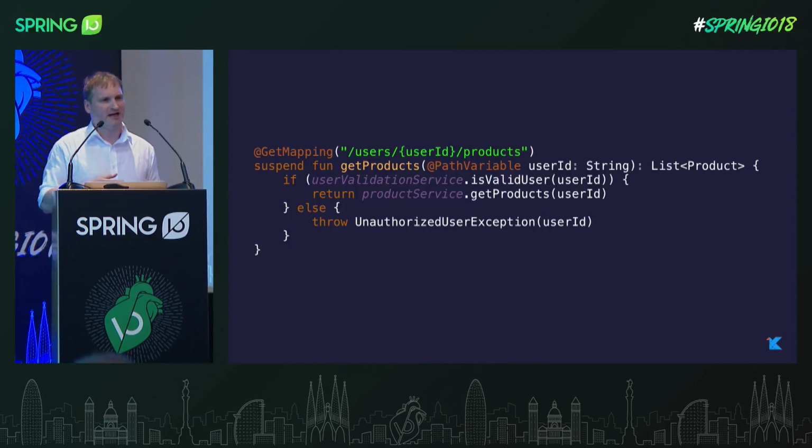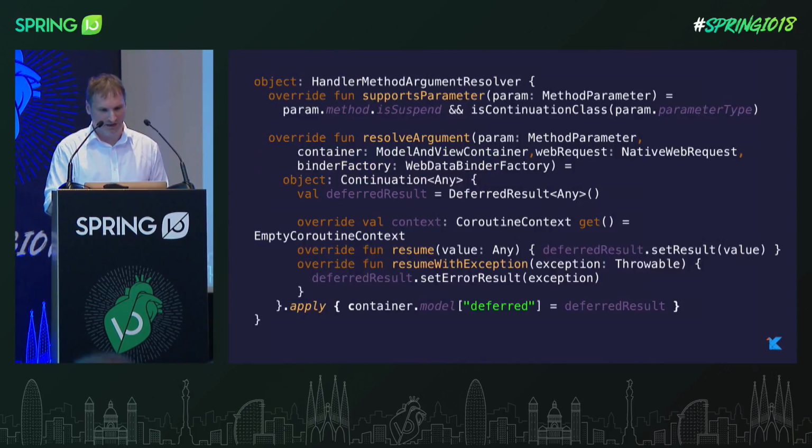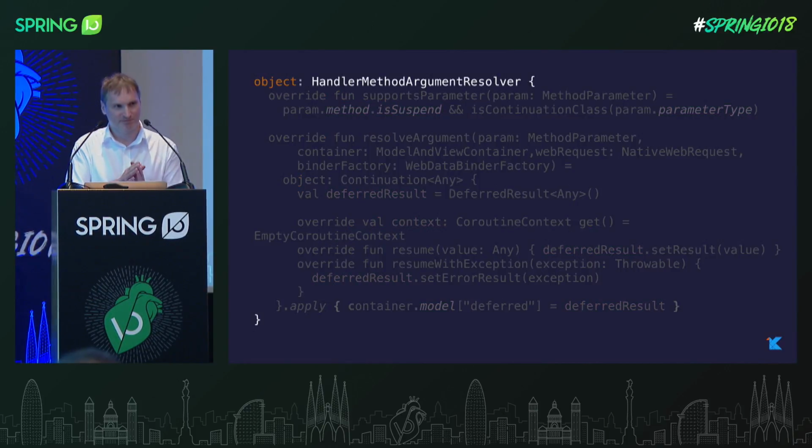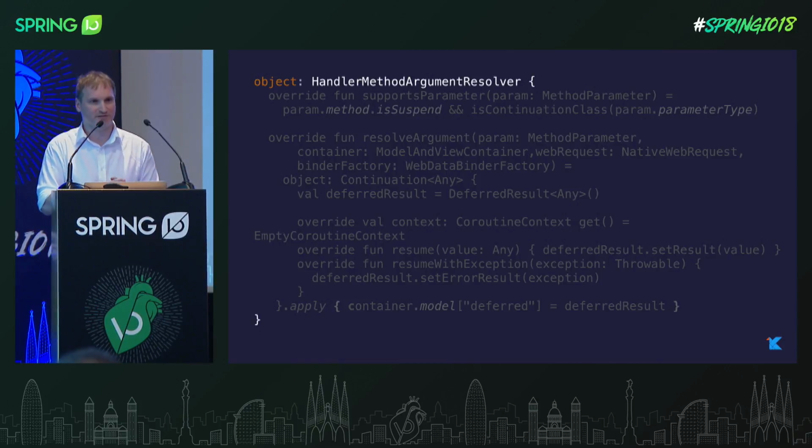In fact, there's a list of handlers which handle different things, like different types or different annotations. But there is no such handler for the continuation parameter, because obviously Spring doesn't know anything about coroutines. So we have to provide one ourselves. This is the handler that you would have to write to force Spring to handle this parameter. The handler must be of type HandlerMethodArgumentResolver. That's the type which is defined in the Spring framework.